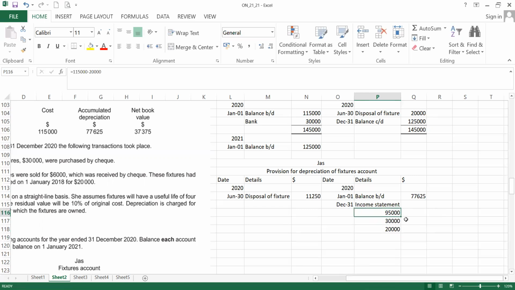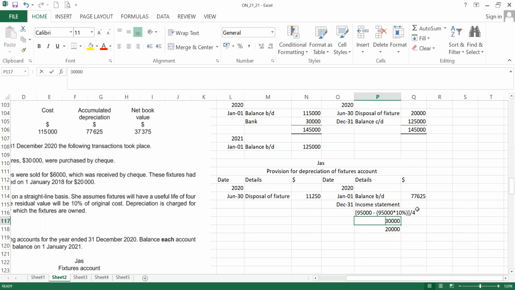So what we're going to do is take 95,000 minus 95,000 times 10%. And then after that, we divide by 4. So this is the amount that we get.